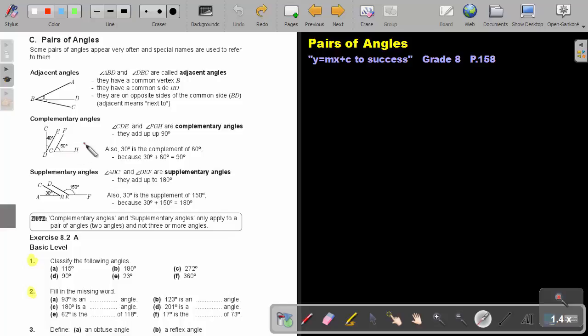Then complementary angles. These two are complementary because they add up to 90 degrees. It can be any two values, so 30 and 60 will also be complementary angles. And then supplementary angles are angles that add up to 180. It can be 30 and 150. As long as they add up to 180 degrees, they are supplementary angles. Just note, complementary and supplementary angles only apply to a pair of angles and not three or more angles.